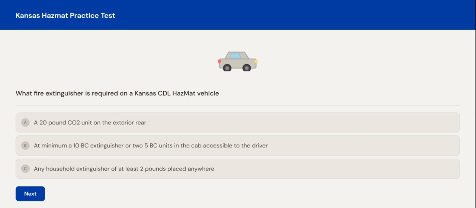Let's keep going. What fire extinguisher is required on a Kansas CL hazmat vehicle? At minimum, A10B, C extinguisher. You can also use 25B, C units, provided they are charged and accessible to the driver.